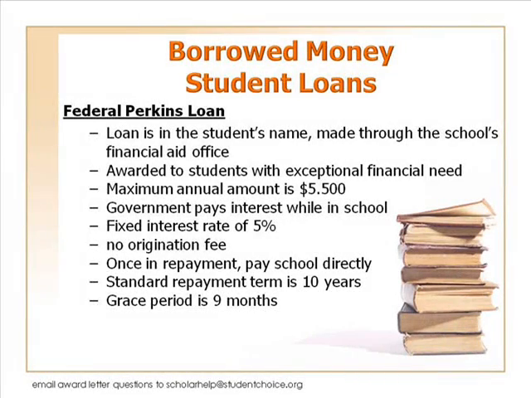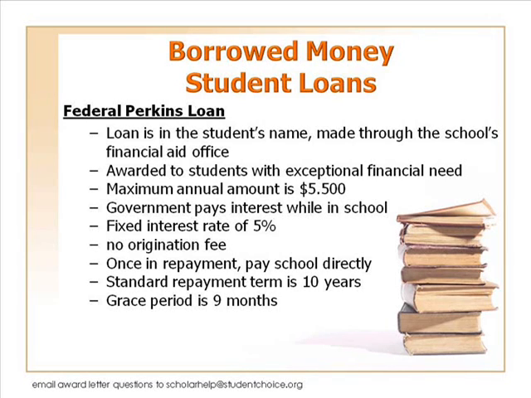The next money we're going to talk about is borrowed money, student loans. The first loan that may be listed on your award letter is the Federal Perkins Loan. These loans are in the student's name, and they're made through the school's financial aid office. They're awarded to students with exceptional financial need. The maximum amount that a student can receive is $5,500.